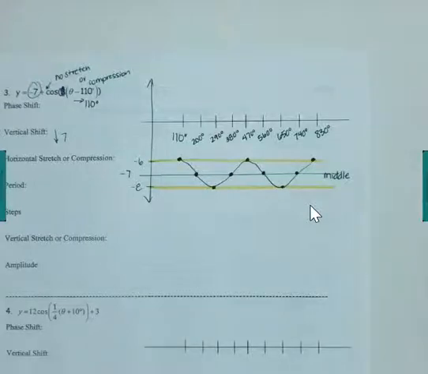Now, how far is my amplitude if I went up 1 and down 1? What's the total width? 2. Make sense?